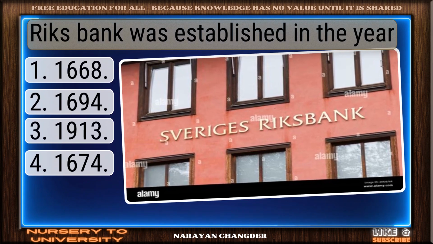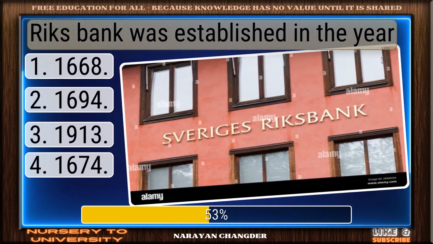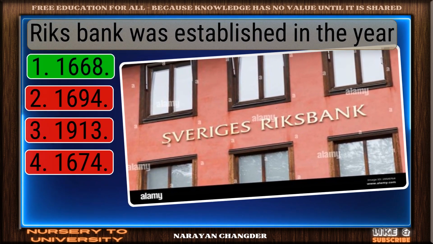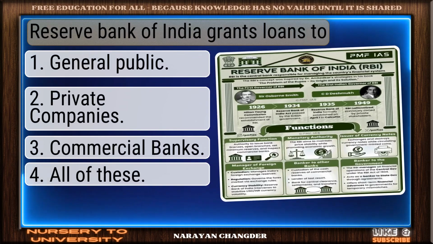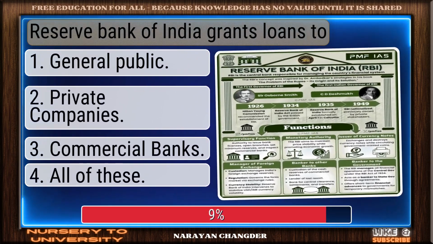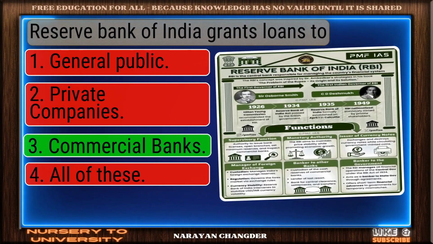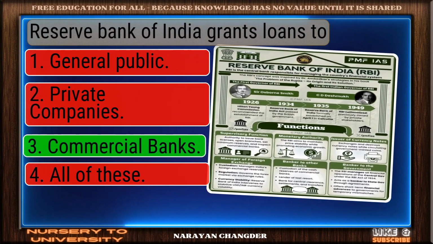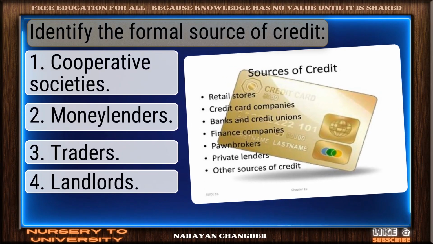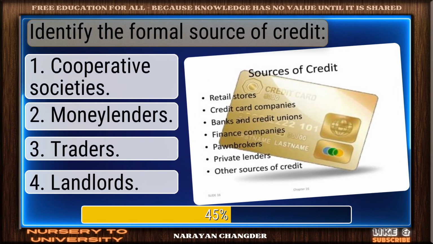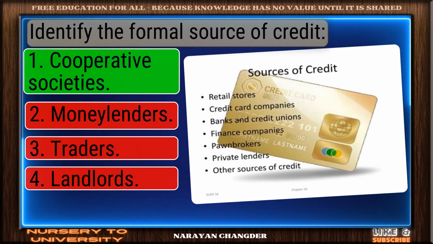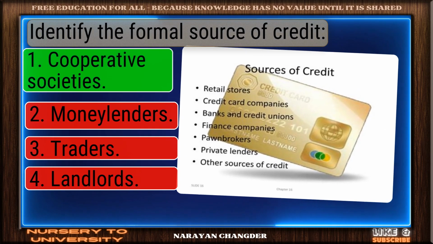Riks Bank was established in the year... Correct. 1668 is spot on. Reserve Bank of India grants loans to... Well reasoned. Commercial banks is correct. Identify the formal source of credit. Good job. Cooperative societies works well.